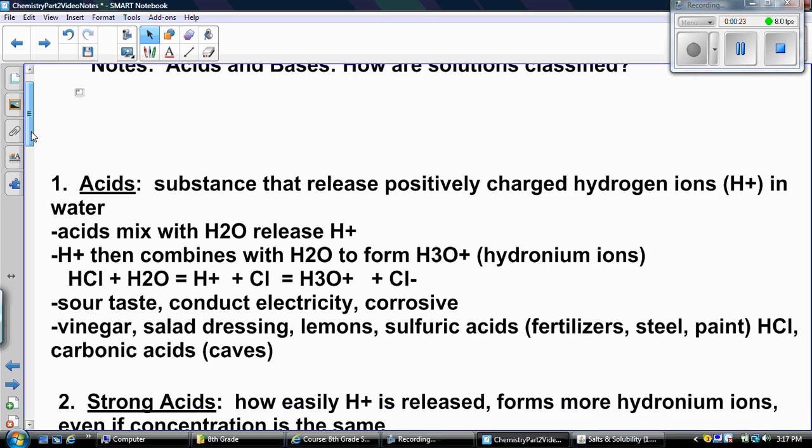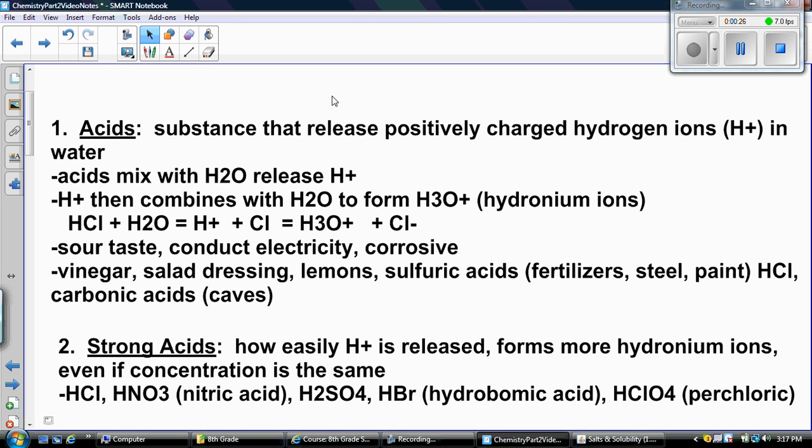Okay, so an acid is a substance that releases positively charged hydrogen ions in water. So when an acid mixes with water, that solution will release hydrogen ions. Hydrogen then combines with water to form H3O, which is called hydronium ions. So if you take a look at this example, hydrochloric acid, which is HCl, if you add that to water, the hydrogen separates from the chlorine. So you have hydrogen atoms, or hydrogen ions, and chlorine ions, to form H3O, hydronium ions, plus chlorine ions.